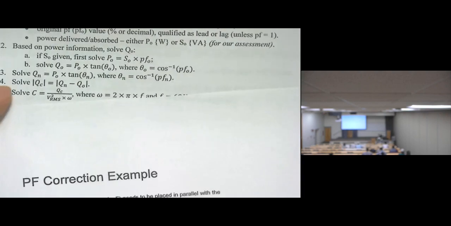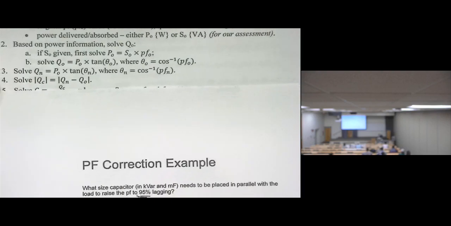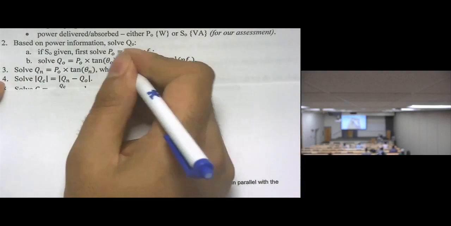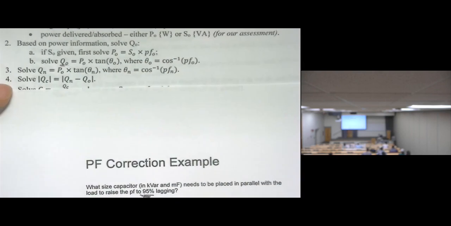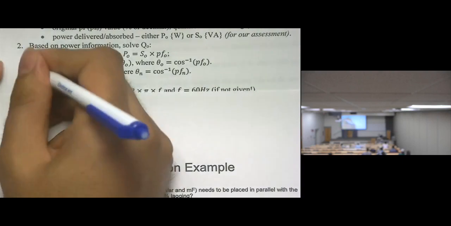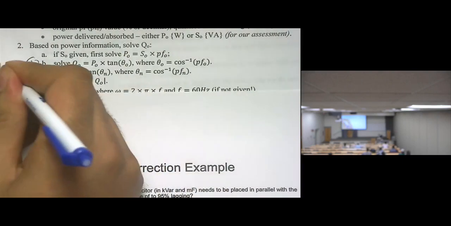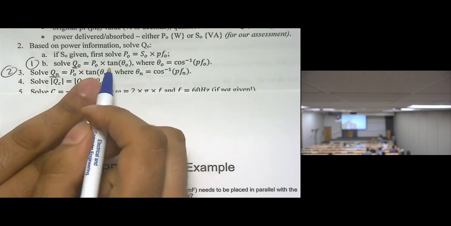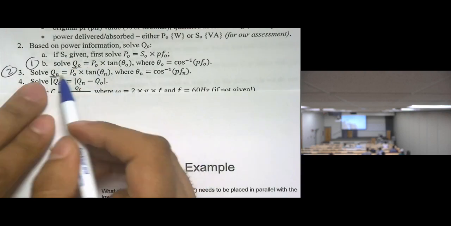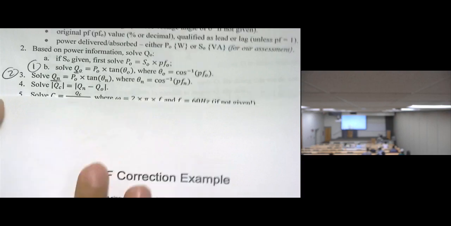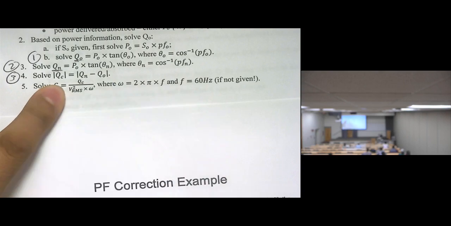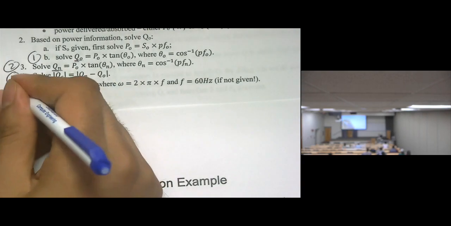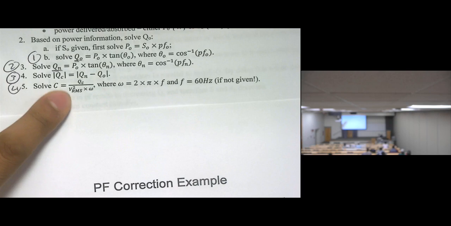According to the procedure in the notes, there are 3 steps. Step number 1, for the old case, find Q_O. Solve for Q_O. Step number 2, find Q_N, Q new, which means Q_O is the reactive power for the original case, then find the reactive power for the new case. Then step number 3, find the difference. This is the rating of the device I need. Then the last thing is to solve for C. That's how we find it. Just follow the procedure.